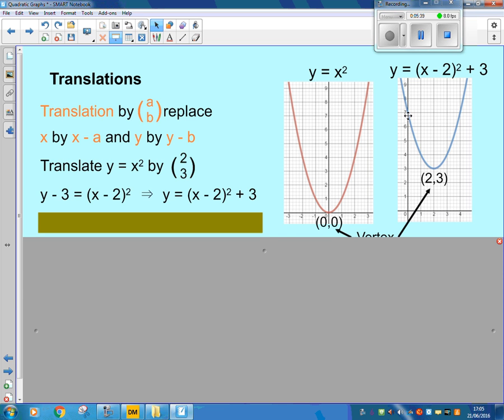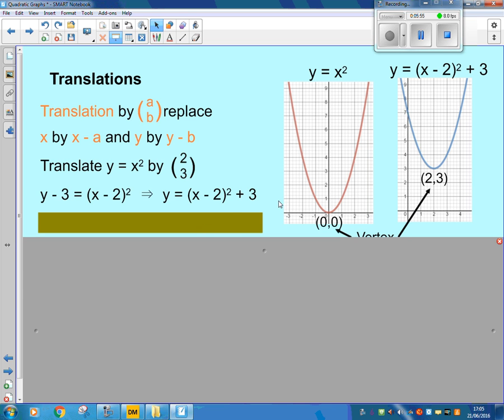And you'll also see, if I wanted the y-intercept, I just put in x equals 0 into this, which gives me minus 2 all squared. And if I square minus 2, I get plus 4, plus 3 is 7. So you see my y-intercept is 7.